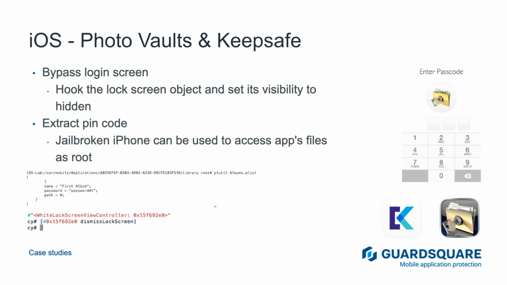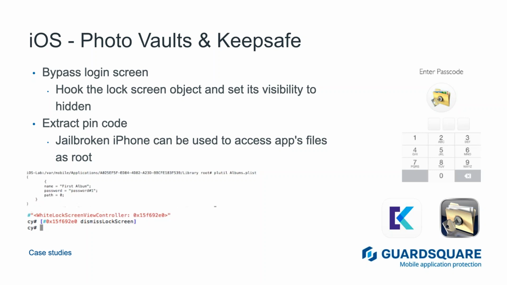So the previous case studies were, of course, just drawings and examples, but these kind of things happen to real life apps as well. What you can see here is an example of iOS photo vaults and Keepsafe. This is all public information. If you Google these names, you'll normally come across the article which described in detail how they disassembled the app and what they changed to, in this case, get access to the protected images and pictures behind these apps without knowing the passcode.